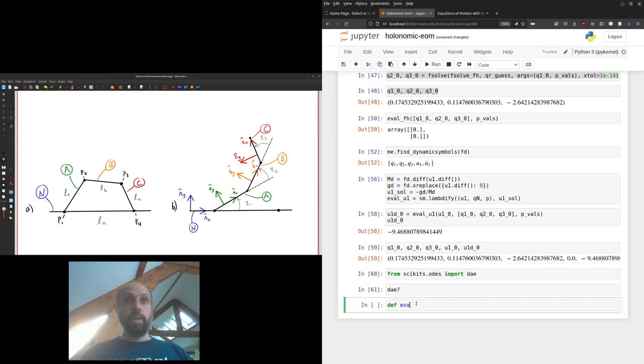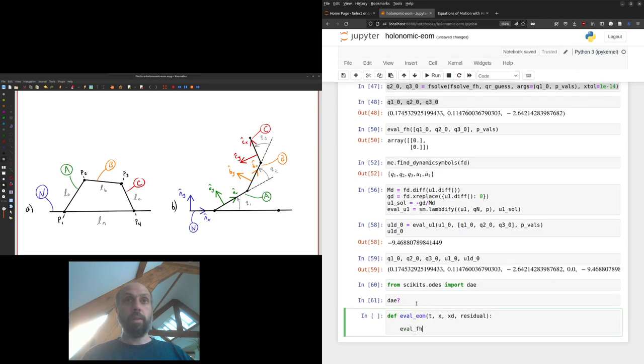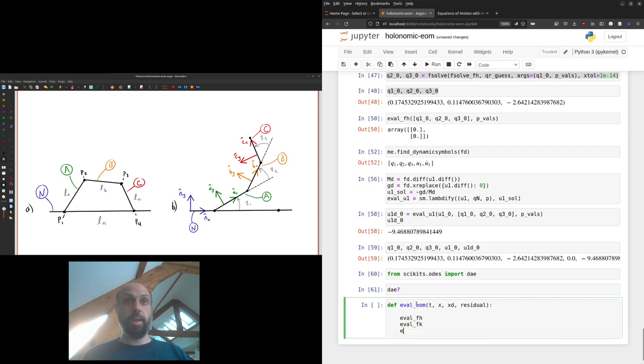All right, so we're going to eval the equations of motion, and we need to have it take the form that this DAE function needs, right? It's going to take the time, the state vector, the state derivative vector, and then some residual array that we're going to populate. And this residual array is just going to be filled with FH, FK, and FD, all of the equations of motion. And we're going to evaluate the implicit side of those. So what is this going to look like? We're going to have to eval FH, eval FK, and eval FD.